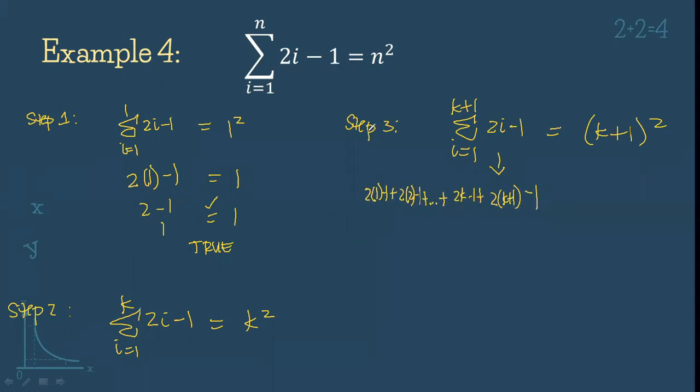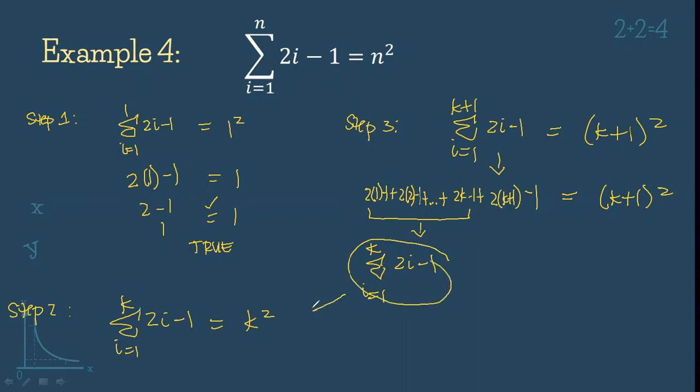So, ngayon, let's copy the right side. So, ito pong part na to, from 1 daw po hanggang kay 2k minus 1 is actually equal to the summation of 2i minus 1 as i moves from 1 to k. Pero ito pong part na to is equal daw po kay k squared. So, ibig sabihin, we can just simply substitute this part by k squared.